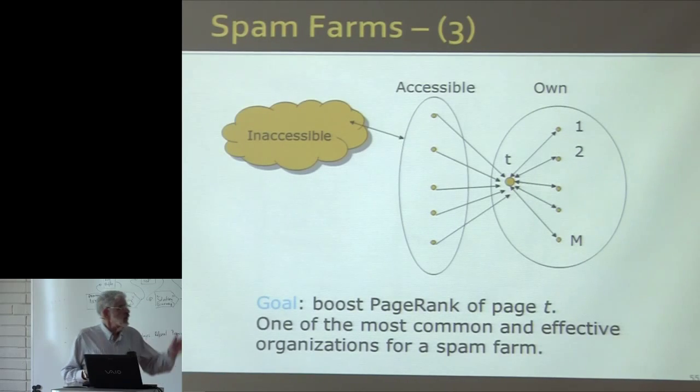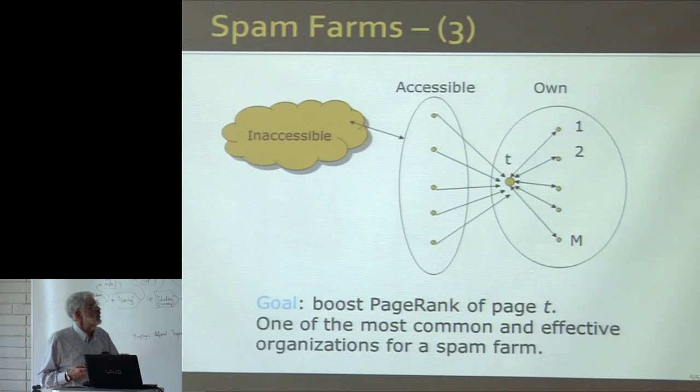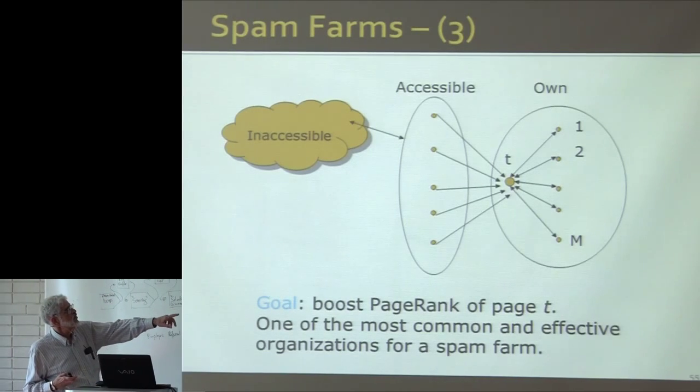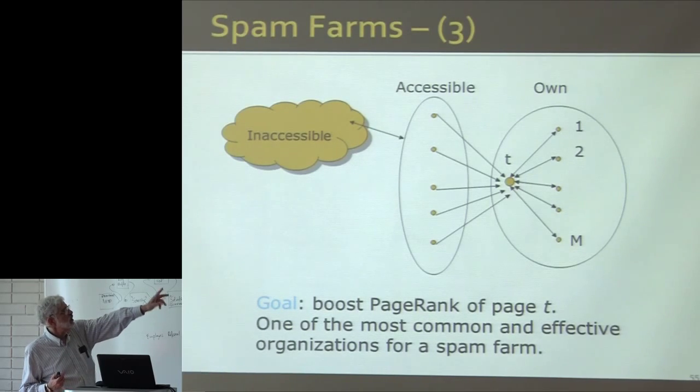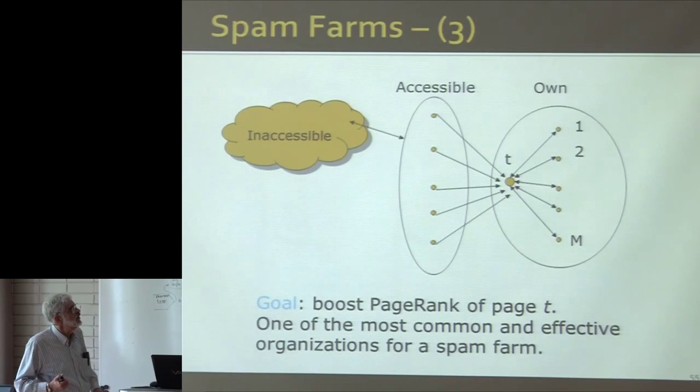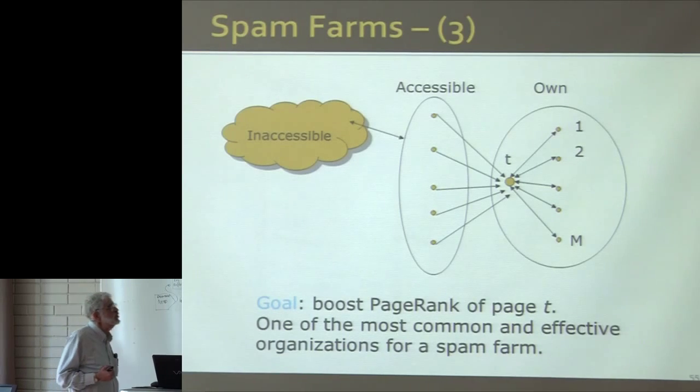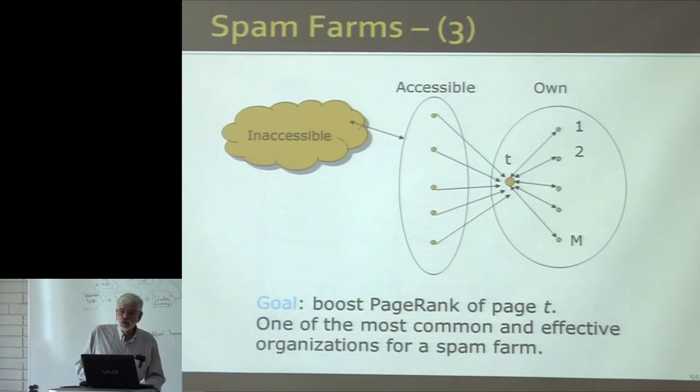All right. So here's the web as far as the spam farmer is concerned. There's inaccessible stuff. You don't really care what goes on there, except you can be pretty sure that Google starts crawling from there, but will eventually find one of the accessible pages. You've put as many links as you can from the accessible pages to page T.